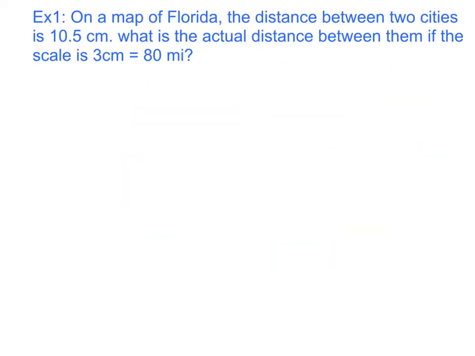We are now going to try some examples. Example 1 says, on a map of Florida, the distance between two cities is 10.5 centimeters. What is the actual distance between them if the scale is 3 centimeters equals 80 miles? We are first going to set this up as a proportion using the scale factor that they give us. The scale factor says 3 centimeters is the same as 80 miles.